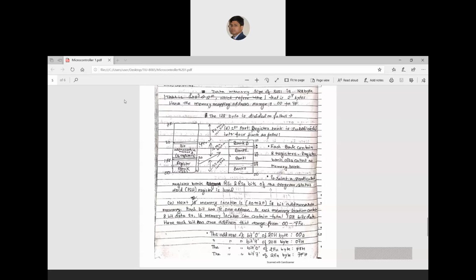So how many locations are there? 20 to 2F, if you see, there are 128 locations. That 128 locations can store 128 data, and each and every data has a memory space. That means you can copy one bit of information from that memory space, and you can write one bit of information in that memory space. This is a very unique feature for microcontrollers. This is not available in microprocessors.